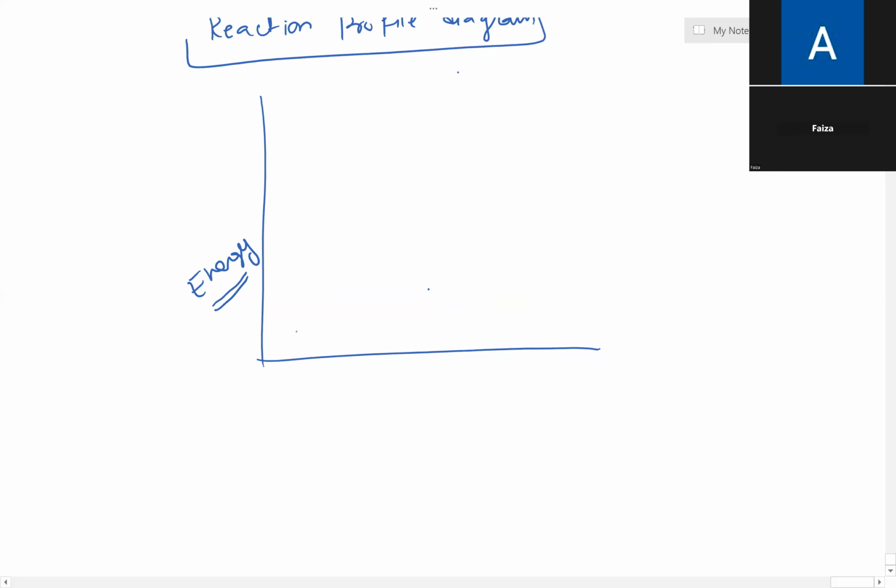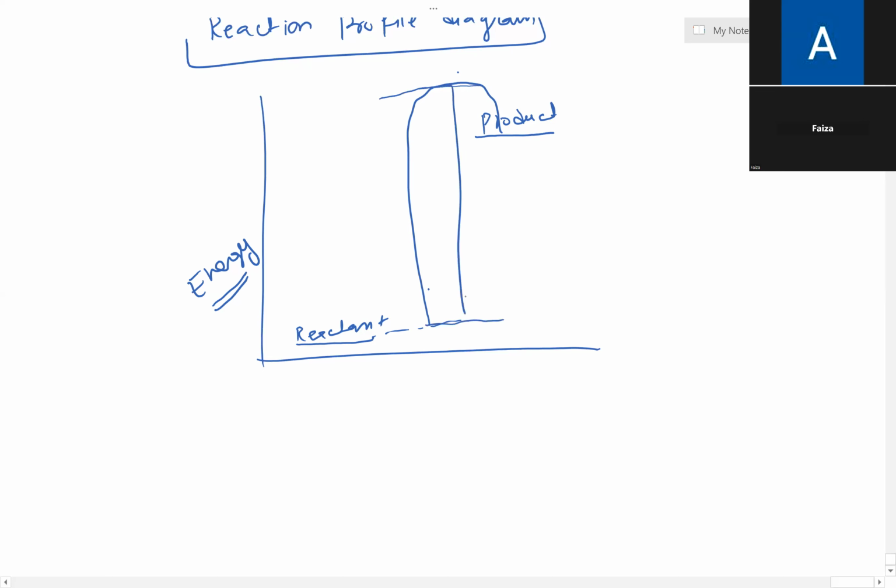See, basically what happened, you are having reactant over here. You will be having product over here. So now this is your reactant, this is your product. You are starting from here, make it extend, and you are going till here. See, this is your activation energy, same thing. And the same is your delta H, enthalpy. Okay, this is how you can draw.